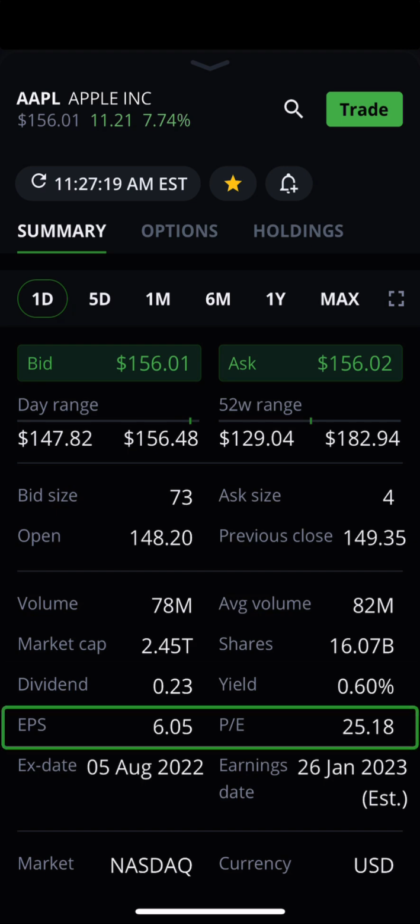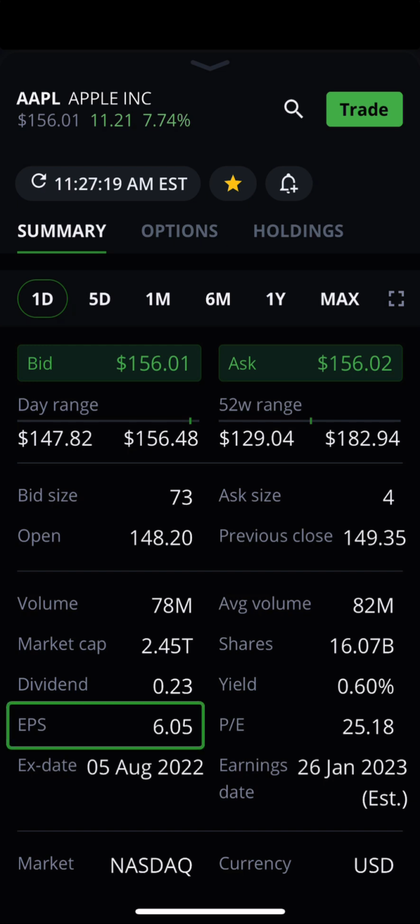Under dividend and yield are EPS and PE. EPS, or earnings per share, is a way of looking at the amount of money the company has made in relation to how many shares it has issued. To calculate this, we divide the company's annual net profit by the number of shares it has on the market.